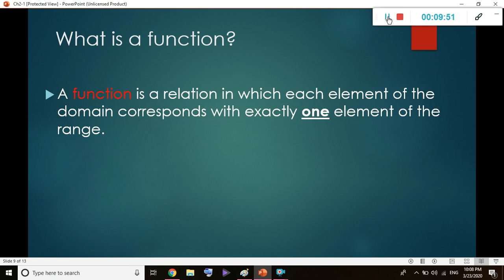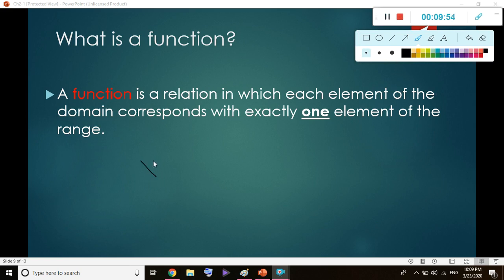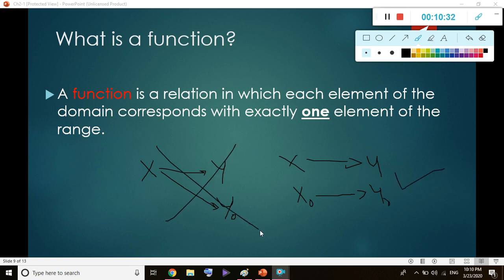Okay, so now let's see how. Let's say, for example, we have an x. This is the input, let's say, or the domain, and it has a relation with y and let's say y node. So it has a relation with y and y node. This is not a function because we said a function is when the domain corresponds with exactly one element of the range. For example, if I had x with y, then x with y node, this is a relation, but this is not a function. This is not a function because here x corresponds with y and y node.